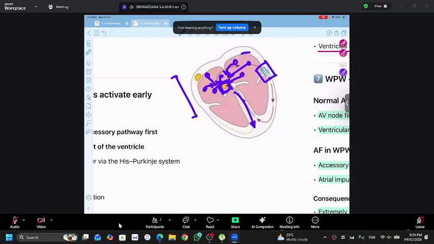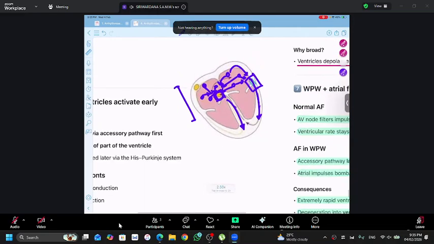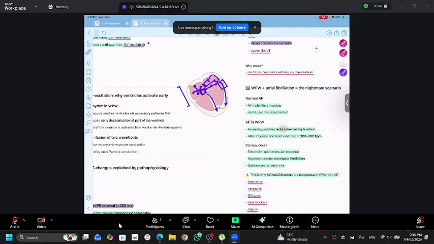If such a person gets atrial fibrillation, what's going to happen is that this accessory pathway, the bundle of Kent, doesn't have a filtering function like the AV node. Therefore, when it also starts getting bombarded with these impulses, it conducts all of them to the ventricles. The accessory pathway lacks the rate limiting function, so the atrial impulses go to the ventricles and bombard them at around 200 to 300 beats per minute.